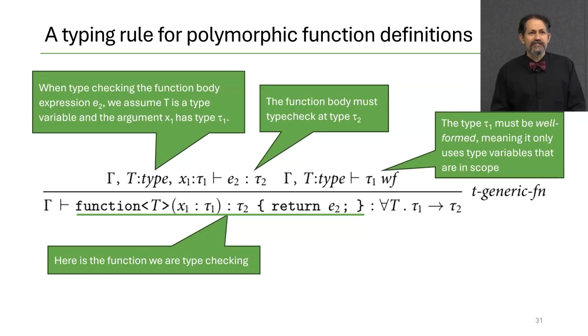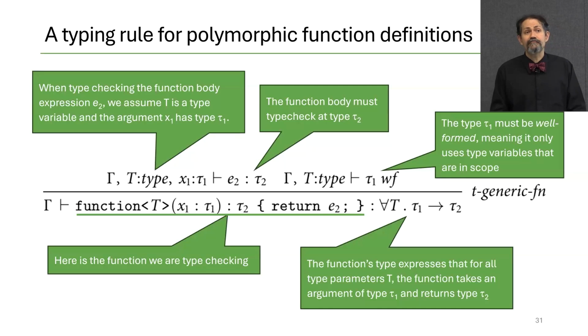A small additional detail is that that type tau1 in the argument must be well formed, meaning that it only uses type variables that are in scope. We add these checks to various places in the type system to make sure that the types the programmer writes down are valid types. In this case, we need it for tau1 because that's one that the programmer wrote down. It turns out that tau2 will only be well formed if we can do the type checking rule, so we don't need to check that separately. Finally, the function's type expresses that for all type parameters t, all instantiations of that type parameter, the function takes an argument of type tau1 and returns type tau2.